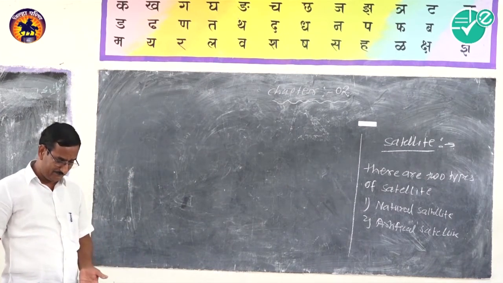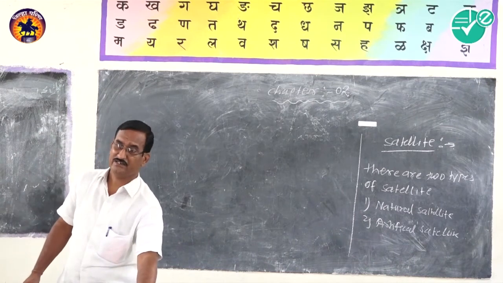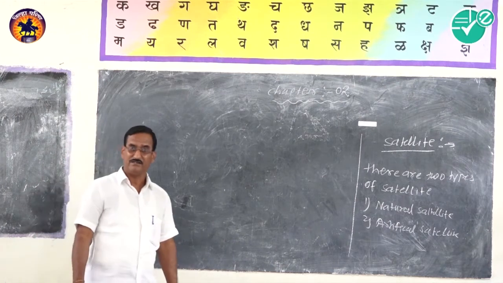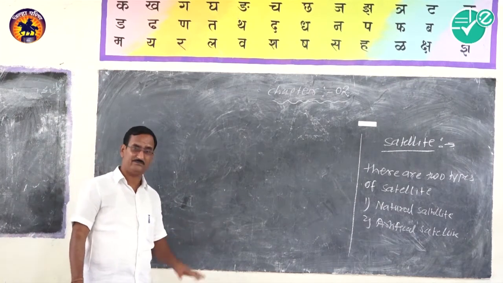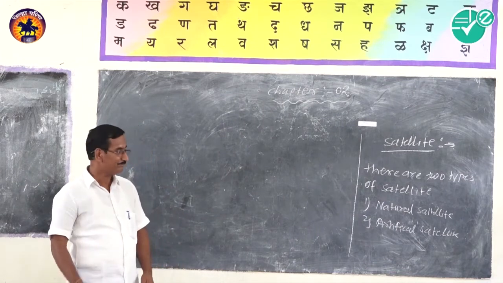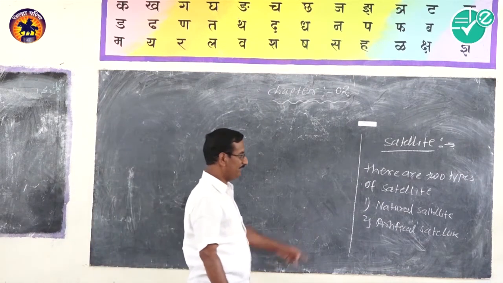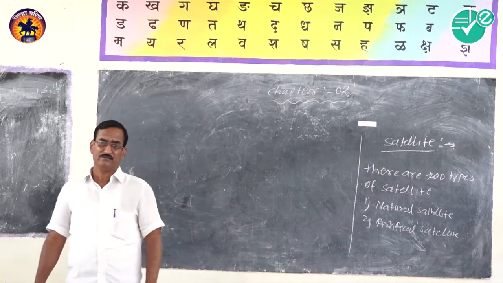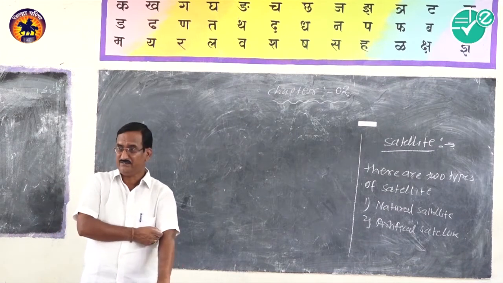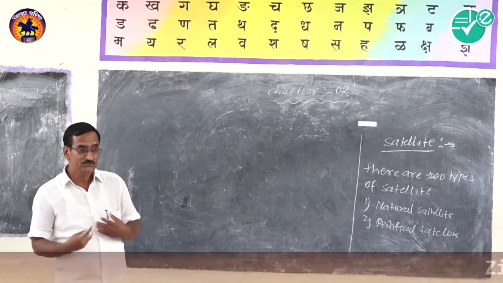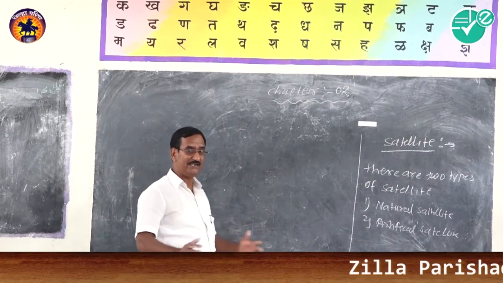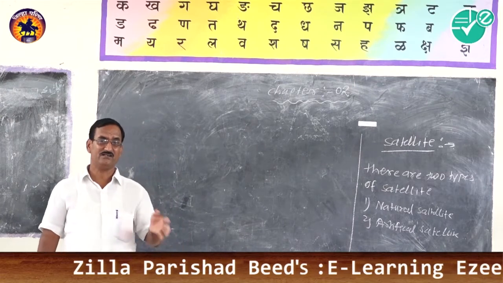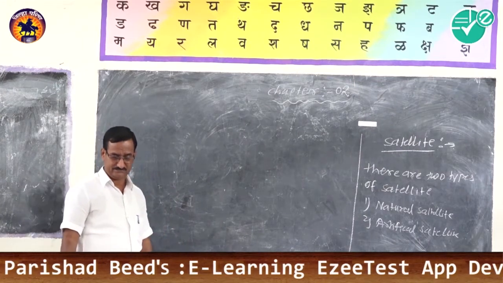These are the types of satellites: natural satellites and artificial satellites. We have seen examples of both. Then the question arises in our mind: what are the uses of satellites in our everyday life?